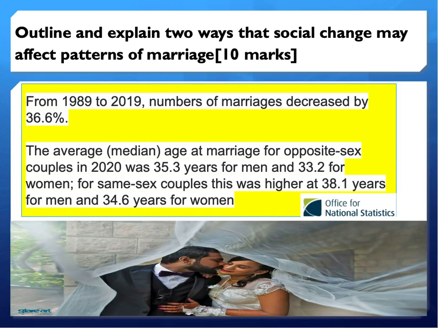A useful starting point for these questions is to be aware of what the statistics tell us. You don't need to memorise the exact numbers, but you do need to be aware of the general pattern or trend, because you might get a question on any of the demographic trends on the specification. Therefore, it is vital that you're familiar with all of them. Here, the Office for National Statistics tells us that even before the COVID effect of 2020, the number of marriages was going down, and the age at which people are getting married is increasing.